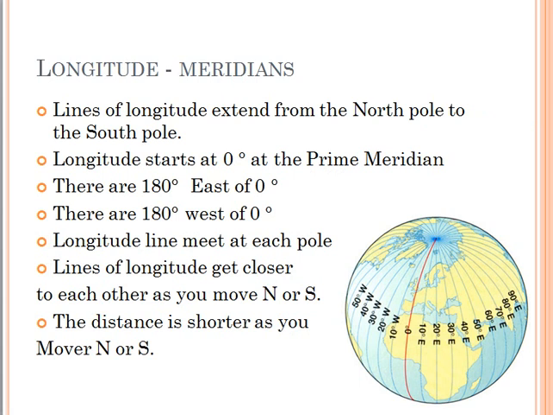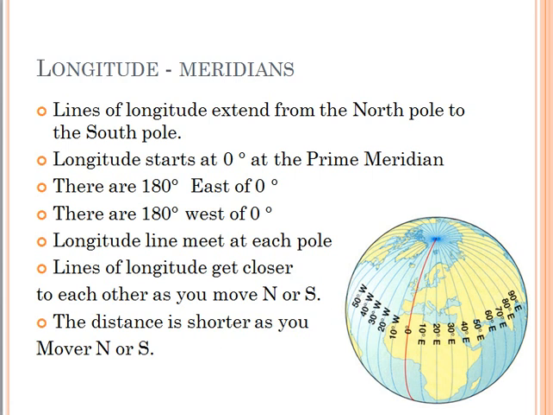Lines of longitude, then, if you add up all of the lines of longitude, there's 360 degrees of longitude. But it's much more convenient to think about eastern longitude lines and western longitude lines. So there's 180 degrees of longitude to the east of the starting point, which is the prime meridian, and there's 180 degrees west of the starting point, which is the prime meridian.